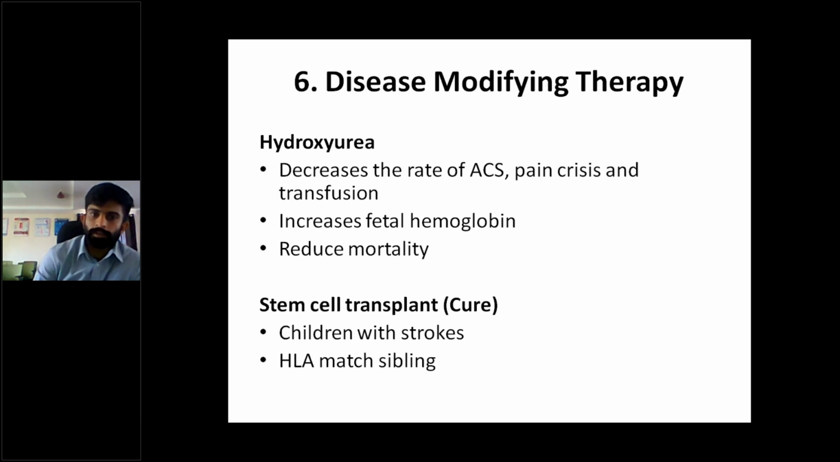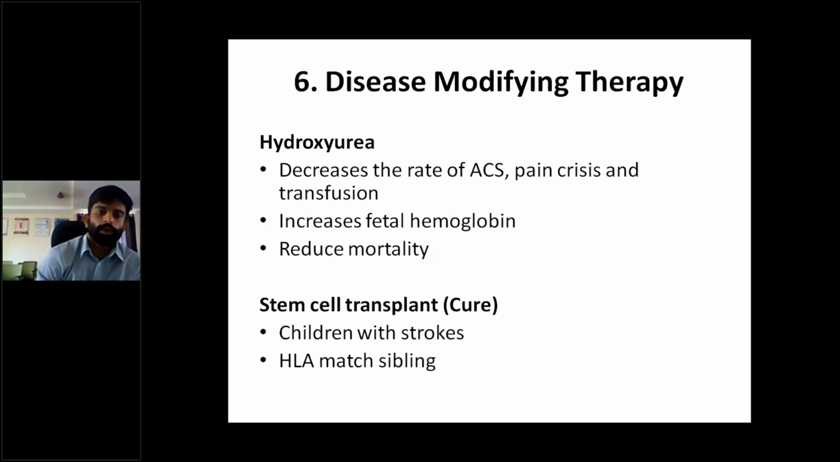Now, hydroxyurea is a drug that can cause bone marrow suppression. It can also cause leukocytosis. So, because of these particular complications, you should give hydroxyurea only to those who absolutely require it. The absolute indication is only in those who have acute chest syndrome, pain crises, and greater than 6 hospitalizations per year of sickle cell anemia crisis. Hydroxyurea increases the fetal hemoglobin. Fetal hemoglobin is more protective. It does not cause early hemolysis. It does not cause sequestration. So it also reduces the mortality.